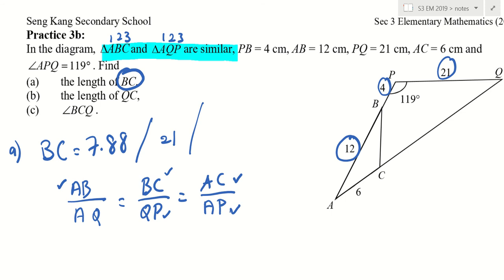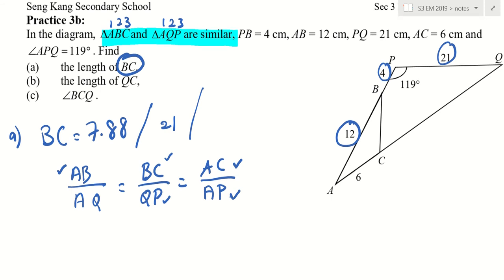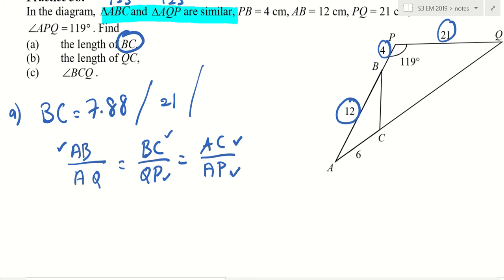Good. This answer is 3SF. So BC is what I want to find. PQ is 21. AC is 6. AP is 16. Then you multiply upwards and then you do the answer.